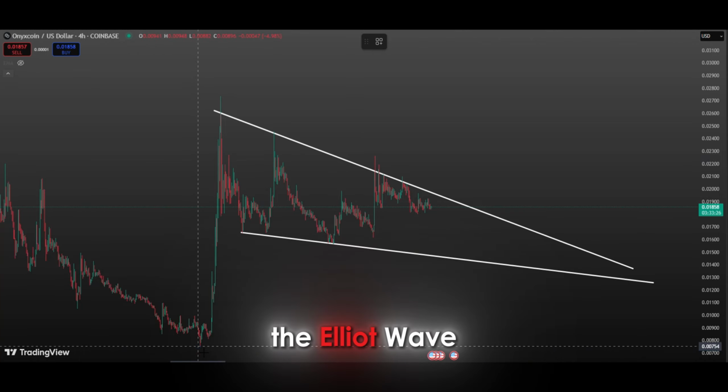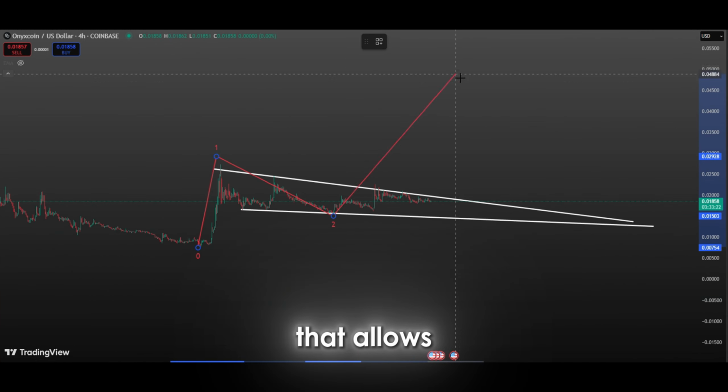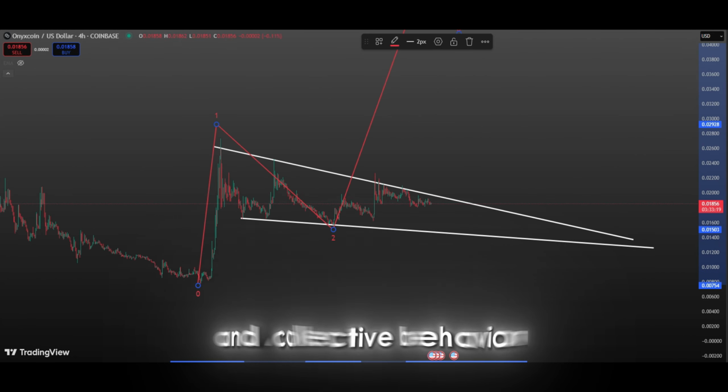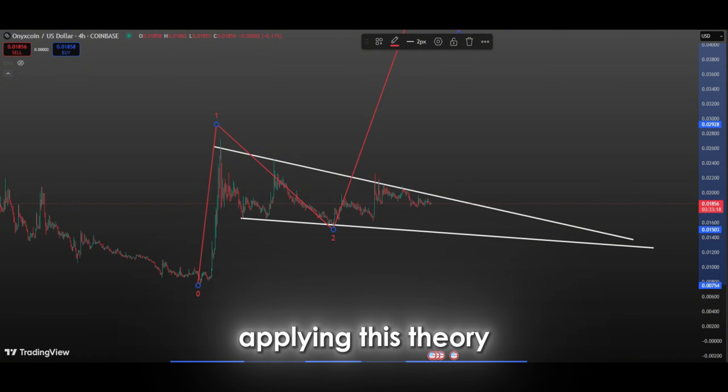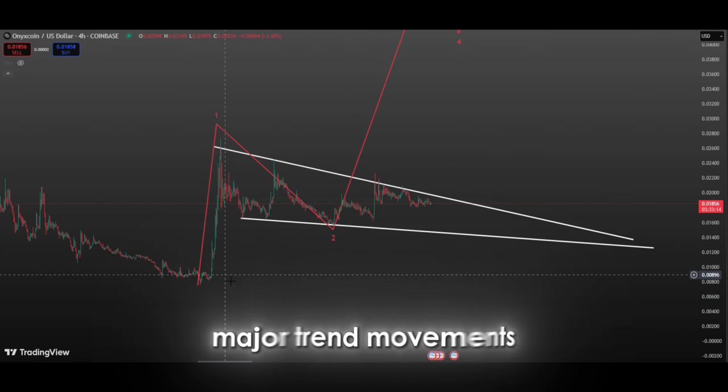Stay tuned. The Elliott wave theory is a powerful and time-tested technical analysis tool that allows investors to track the traces of market psychology and collective behavior left on charts. Applying this theory to long-term charts is particularly important for predicting major trend movements in the future.